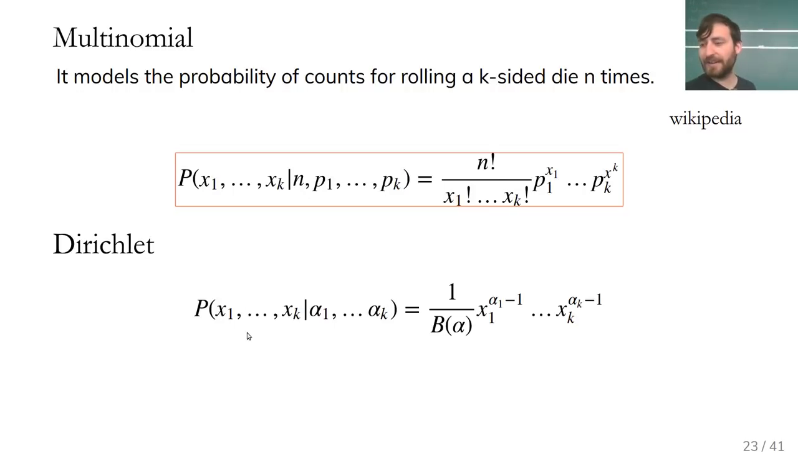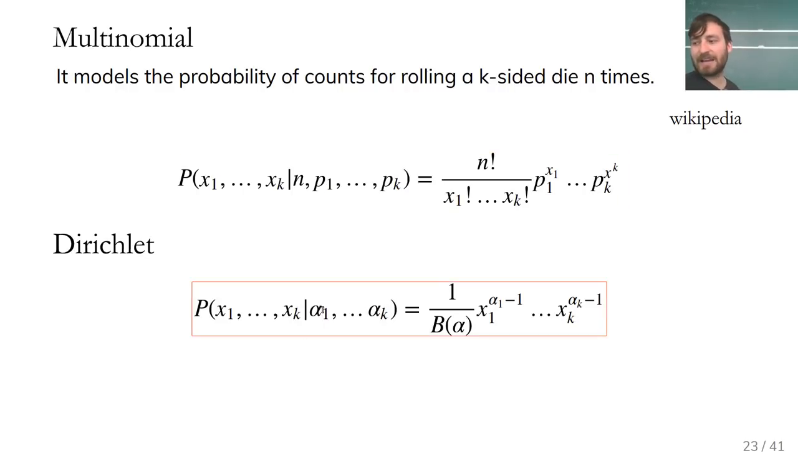The Dirichlet distribution's formula looks very similar. But instead of having p to the xi, you now have a distribution where the xi are the base, and the parameters are the exponents. And so this basically says, if I observed that my die landed alpha 1 many times on the first side and alpha k many times on the k side, what is the probability distribution over the p's? So what do I assume the probability distribution was, given the observations? So this basically turns around the process.